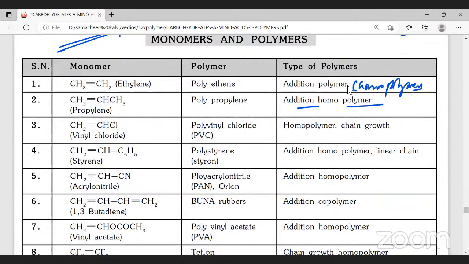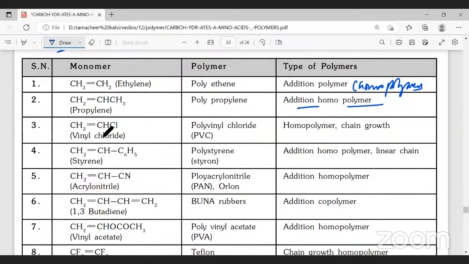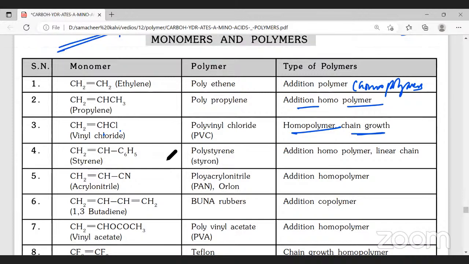Now, vinyl chloride is a monomeric unit. Polyvinyl chloride is the polymer. It is also a homopolymer, and it's a chain growth polymer. Styrene, we get polystyrene. It's an addition homopolymer, a linear chain polymer. Acrylonitrile.